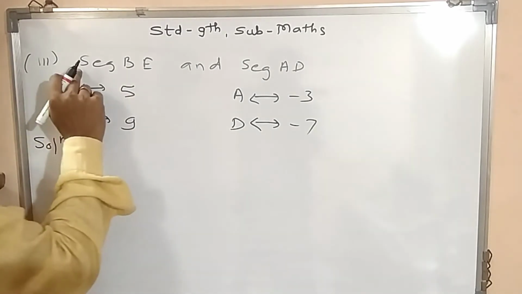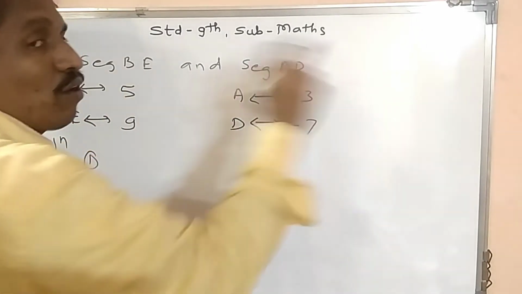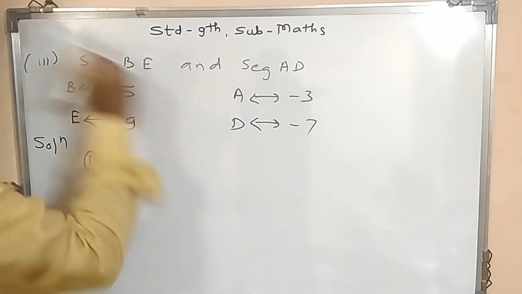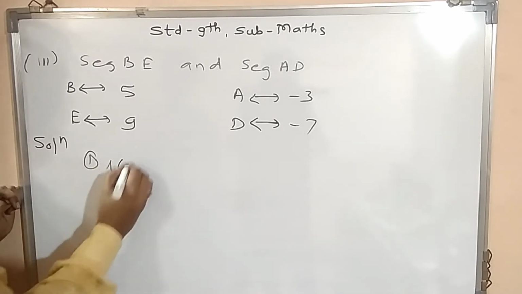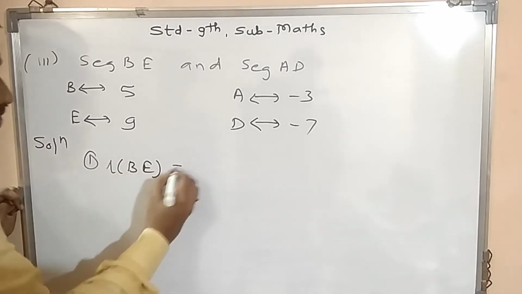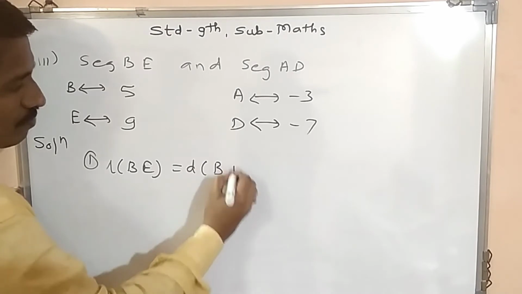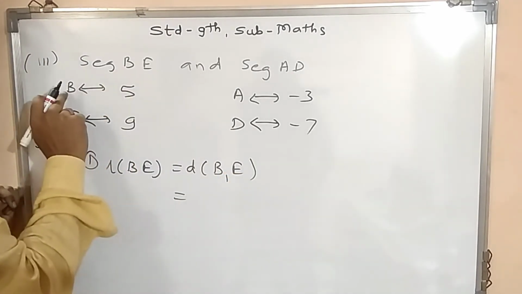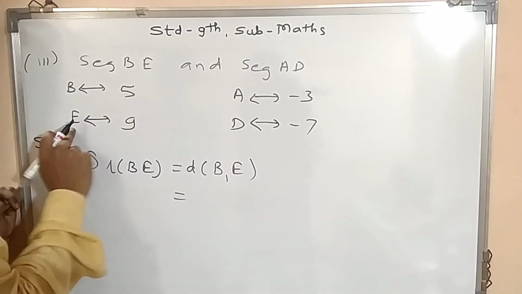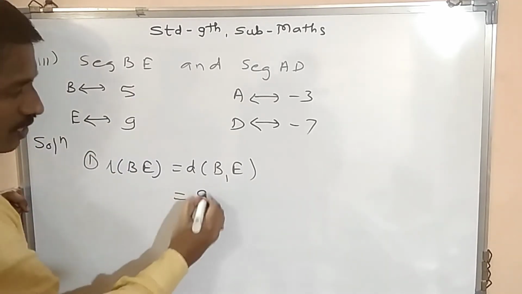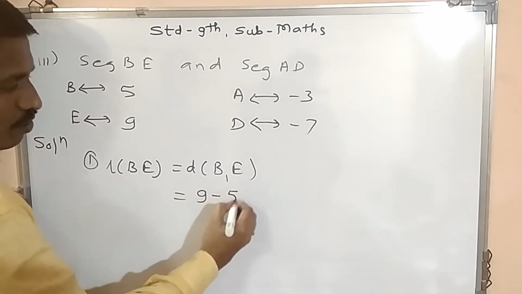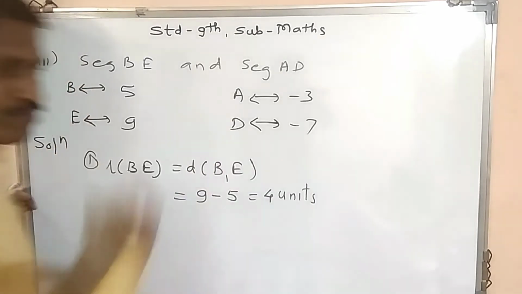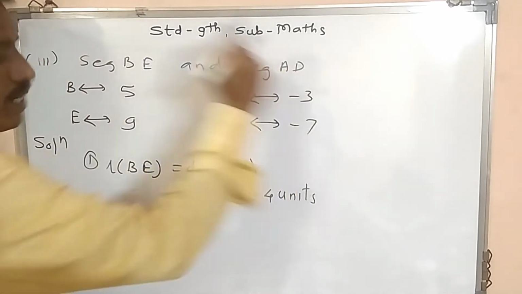Now I have to justify whether segment BE and segment AD are congruent or not. For that, I will find the length of segment BE, that is equal to distance BE. How to find distance? Greater coordinate minus smaller coordinate. The coordinate of point B is 5, the coordinate of point E is 9. Which one is greater? 9, minus which one is smaller? 5. 9 minus 5, how much is it? 4 units.